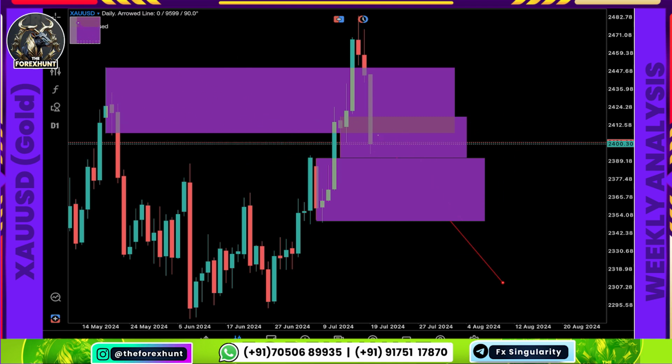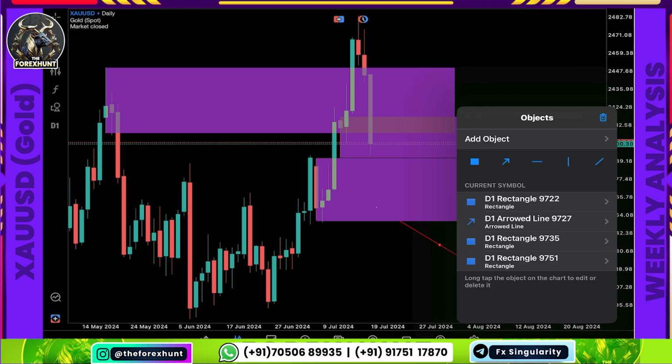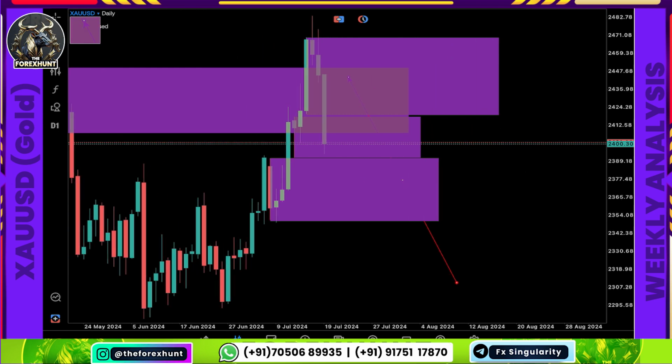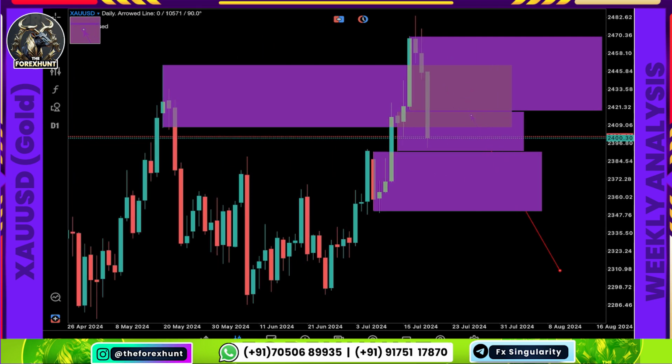We have a buy according to this purple box, as well as this buy according to the purple box. And along with that, we have a sell confirmation here as well. So the direction in daily time frame is 50-50. It has two buys and two sells. Okay, anything can happen in these purple boxes.